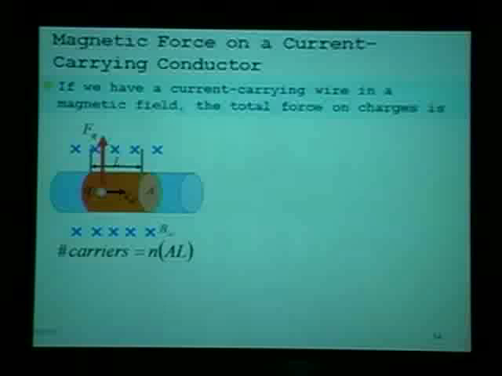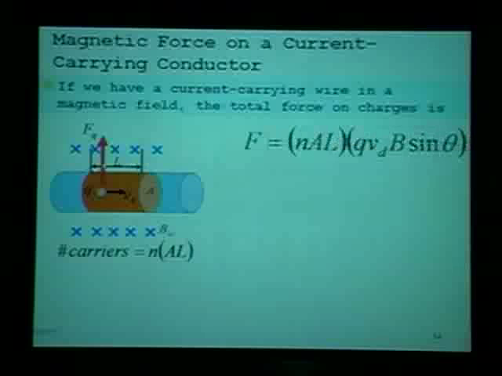So let's look at it this way. I have a bunch of charges moving to the right. The number of carriers is equal to the number of carriers per volume of this material times the actual volume of this segment of wire, which would be the volume of this cylinder, which will be the cross-sectional area times its length.